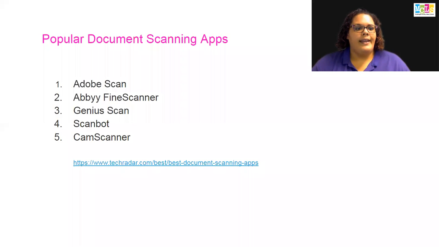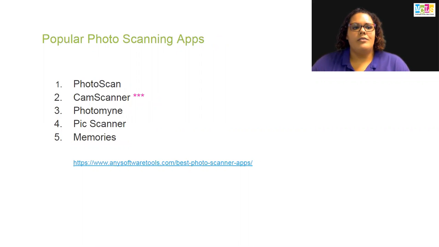So there's Adobe Scan, Abby Fine Scanner, Genius Scan, ScanBot, and Can Scanner. Those were ones that were constantly popping up, so I chose this list because they had the most popular ones. And then also there's photo scanning apps. Document scanning apps are going to give you the OCR that has the text reading capabilities, where a photo scanning app is going to give you more photo resolution and better quality.